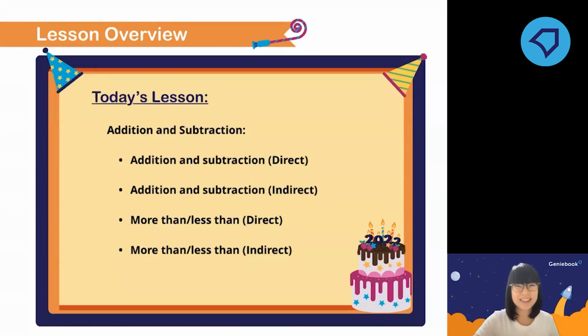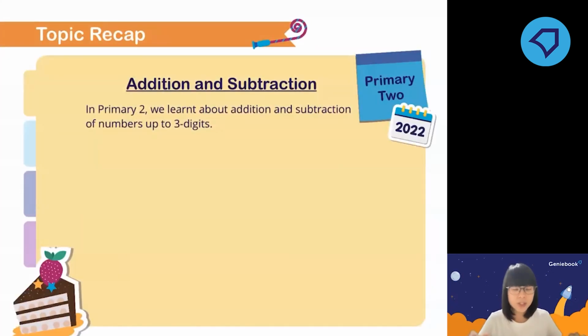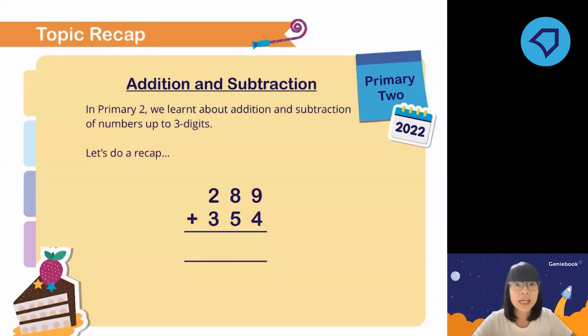indirect. Okay. So before we start on today's lesson, let's do a quick recap on addition and subtraction that you guys have already learned in primary 2. In primary 2, we learned about addition and subtraction of numbers up to 3 digits, right? So let's do a quick recap over here. Now, this one, I think all of you are familiar, right? When you want to do your addition, you need to do your working at the side. So this is your column addition working over here.